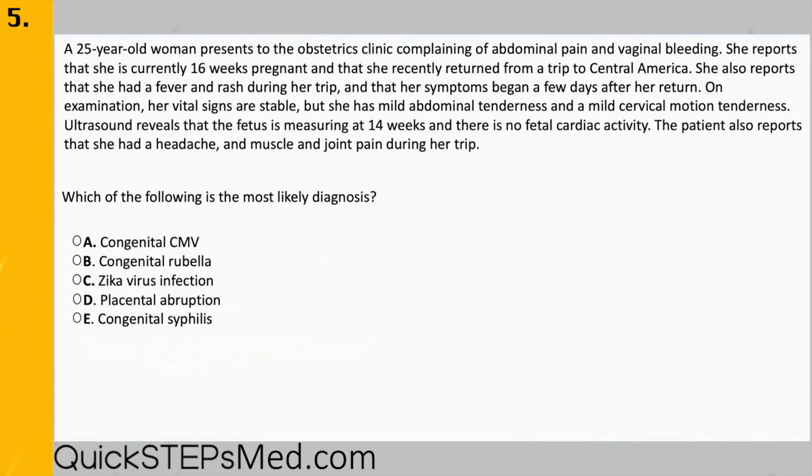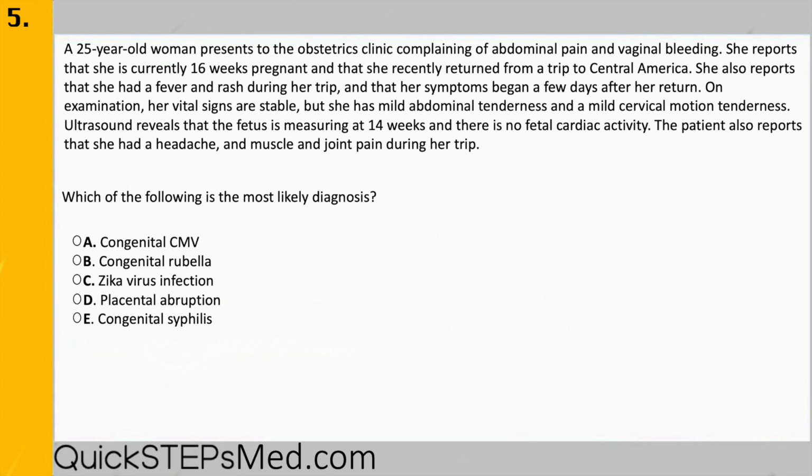So answer choice A, congenital CMV. Answer choice B, congenital rubella. Answer choice C, Zika virus infection. Answer choice D, placental abruption. Answer choice E, congenital syphilis.